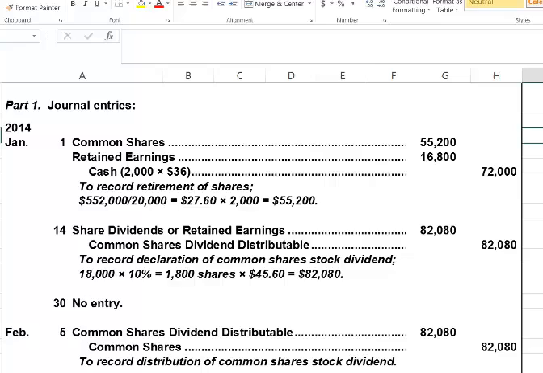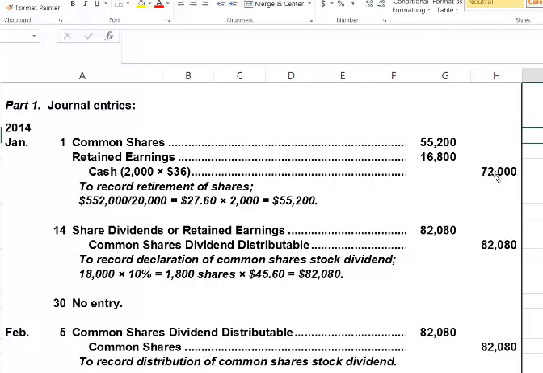Now they give us some transactions that happened in 2014 that deal with dividends and share retirement, and they want us to prepare all the transaction journal entries as well as a statement of changes in equity. So before we can do the statement, we need to make our journal entries. So if you look at the first journal entry in the question, we know that we're retiring 2,000 common shares at $36 a share.